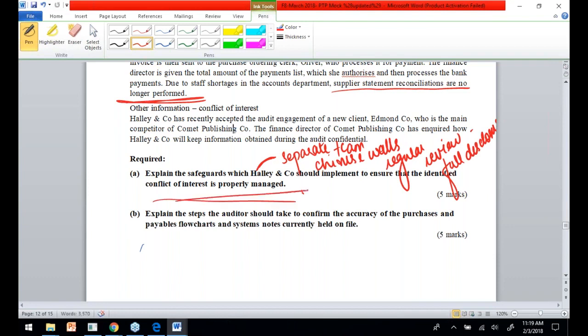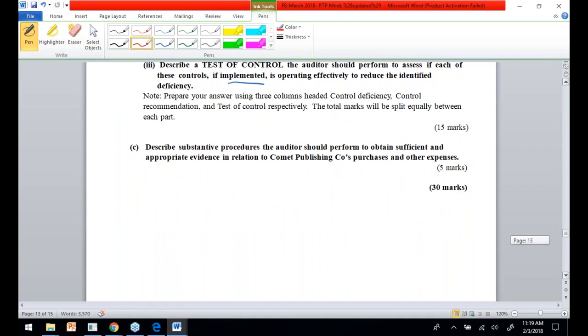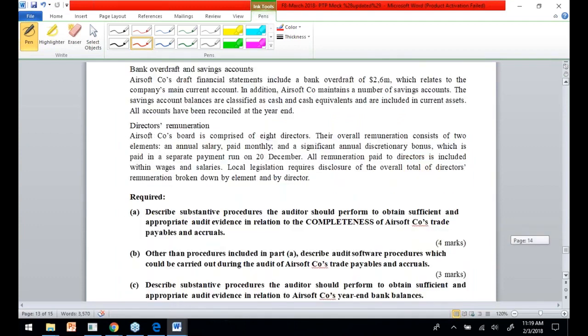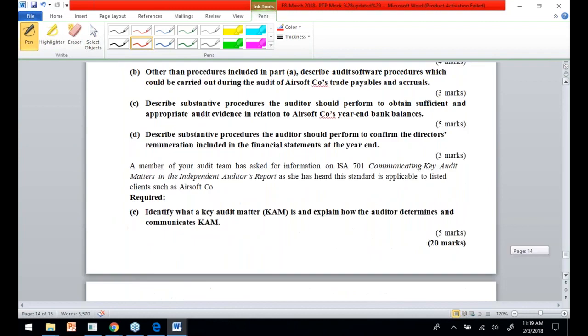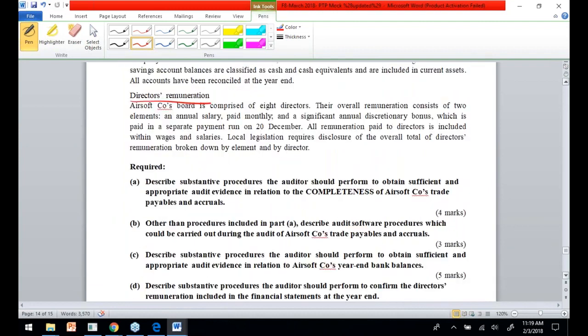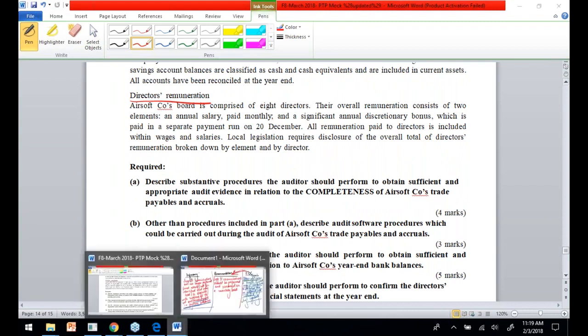All right. What I want to discuss with you is the next question as well. So the next question is based on the dreaded substantive procedures. So substantive procedures on trade payables, substantives on bank overdrafts and saving accounts, directors' remuneration. All right. So most students find this difficult as well, writing substantive procedures. All right. So how do you write these in the exam?